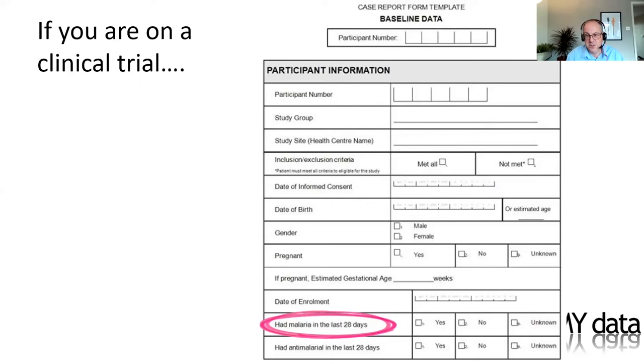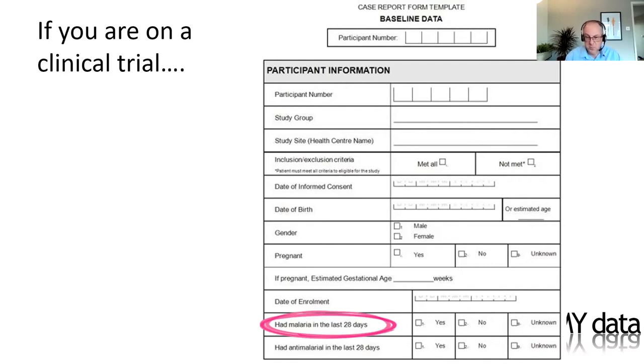The other thing that trials can do is they can collect data which isn't routinely collected. That one says, did you have malaria in the last 28 days, which is particular to this trial. It's important to this trial, but isn't the sort of thing that you get asked when you waltz in for your X-ray on your ankle in a local hospital. I didn't get asked, have I had malaria in the last 28 days, because it's not important. So trials can collect different and additional sorts of data.